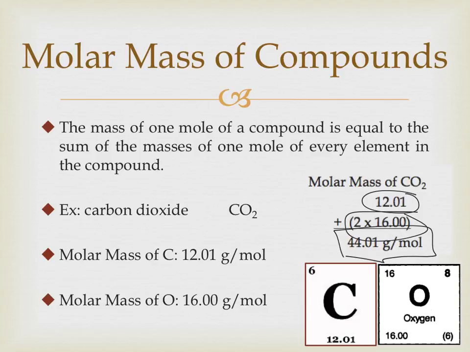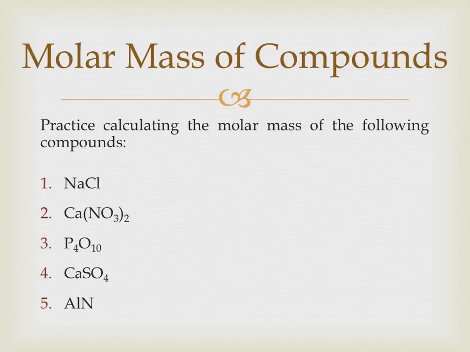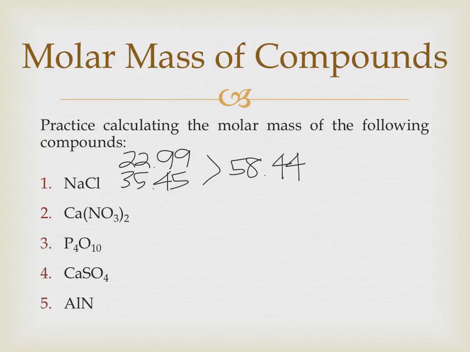That's going to be important when we go about calculating percent composition because you'll need to know how to find the mass of the entire compound. So let's do some practice. Sodium chloride, number 1. Well, sodium is 22.99 and chlorine is 35.45. Add them together, you get 58.44 grams per mole for sodium chloride.